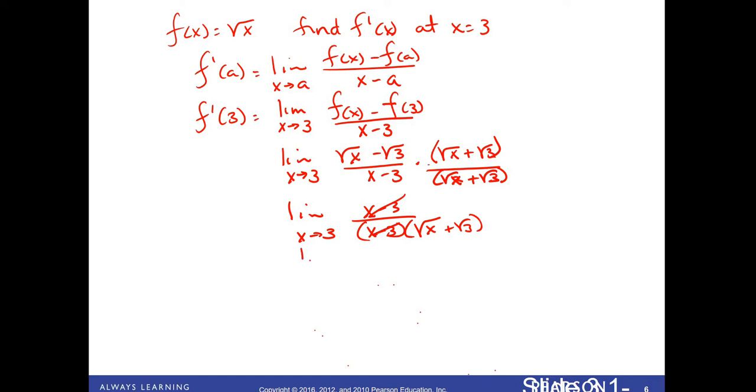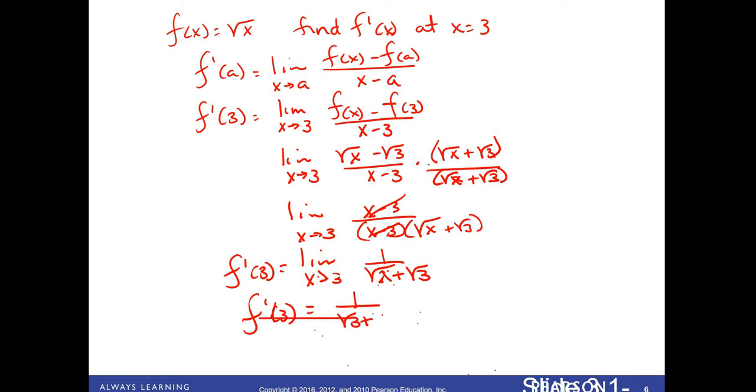These now will cancel, so I get the limit as x approaches 3 of 1 over the square root of x plus the square root of 3. And now I can actually plug my 3 in, so now my f prime of 3 is simply 1 over root 3 plus root 3, which equals 1 over 2 root 3. So again, I found now the derivative at a particular point. I have an actual value, that's the slope at x equals 3, as opposed to a general equation for the derivative.